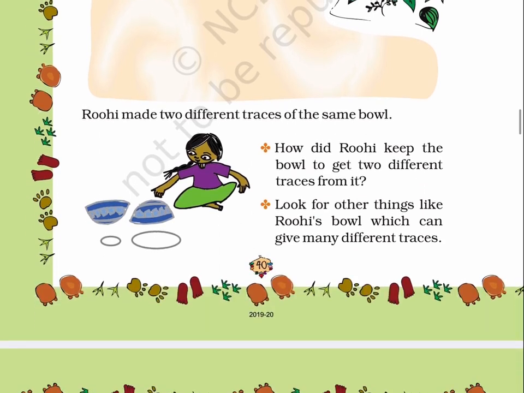Ruhi made 2 different traces of the same bowl. The picture shows a bowl kept on the floor and the same bowl kept upside down. Traces of the part touching the floor are also shown in the picture. Question: how did Ruhi keep the bowl to get 2 different traces from it? Look for other things like Ruhi's bowl, which can give many different traces.